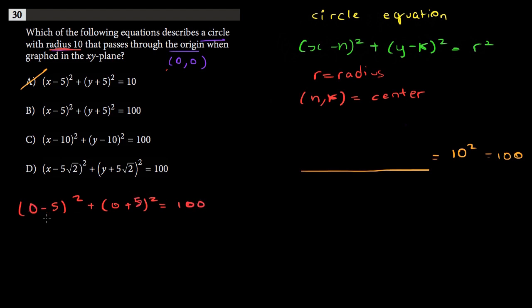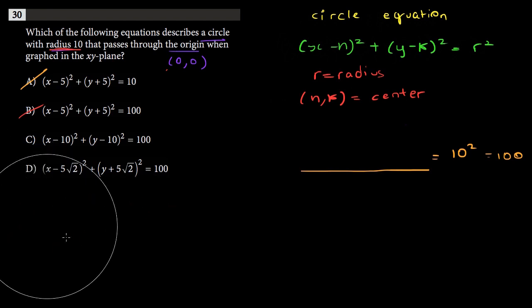Well, 0 minus 5 is just minus 5. So minus 5 squared, that's 25, plus 5 squared, which is 25 again, equals 100, which it doesn't. It does not equal 100. And so B is wrong, because when I plugged in the coordinates 0, 0, the equation is not true.